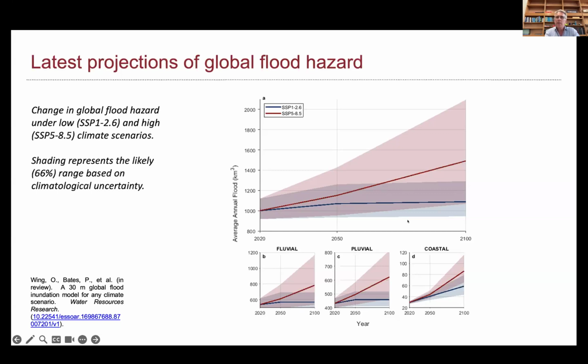There's quite a degree of uncertainty over these because of the spread of climate models that we're using. The shading represents just the one standard deviation uncertainty from the climate models. And you can see that there's differences in the trajectories and uncertainties depending on whether you're looking at pluvial, fluvial, or coastal modeling. Coastal, we're most certain about. Sea level rise is more or less locked in. Fluvial flooding, as I've said, the climate models really do disagree often on the sign of the change and the magnitude.